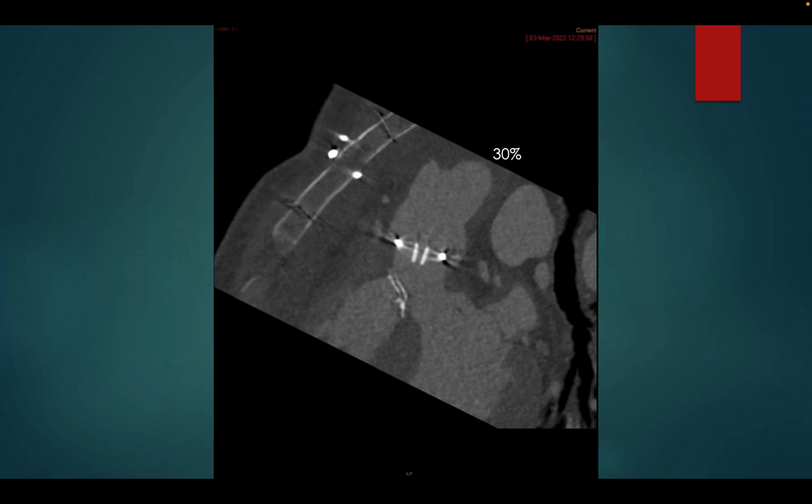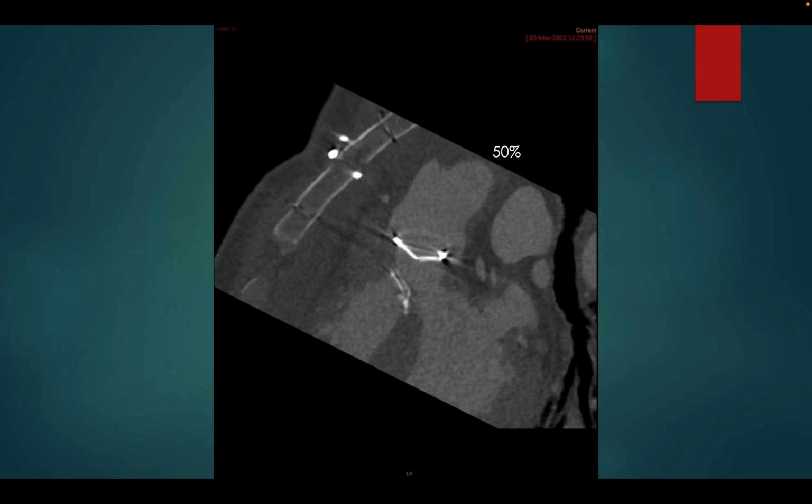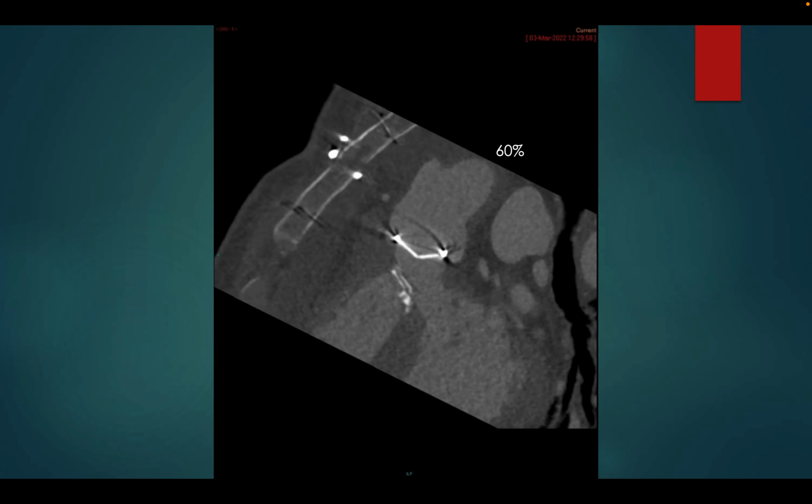Here is an example where the valve is opening at 20% and 30%, and then at 40% the leaflets start to close, with movement continuing throughout the cardiac cycle. And here is a video of how the CT would look, and we could easily comment on the function, whether there is good function or a malfunction of the leaflet. This is an example of a good functioning leaflet.